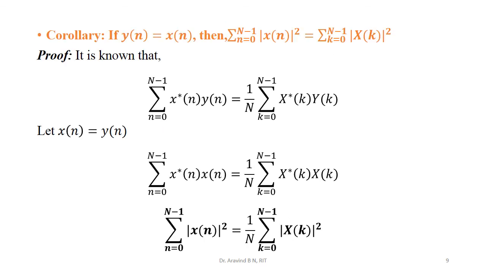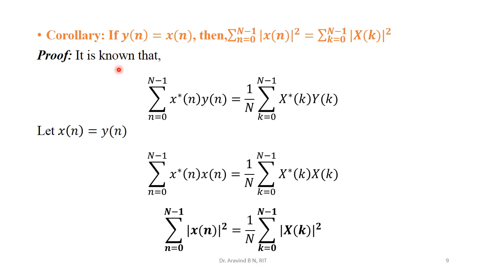Now there is a special case with respect to this inner product concept, and that is what we are going to consider as the corollary. The statement of the corollary: if y of n is equal to x of n, then summation n is equal to 0 to N minus 1 modulus x of n whole square is equal to summation k is equal to 0 to N minus 1 modulus x of k whole square, with the 1 by N factor remaining the same.